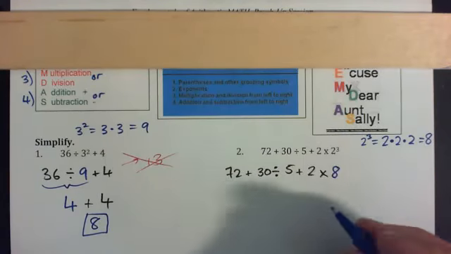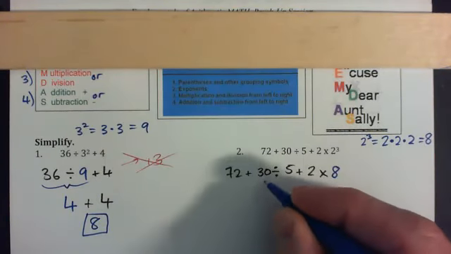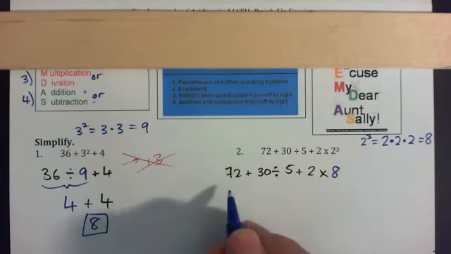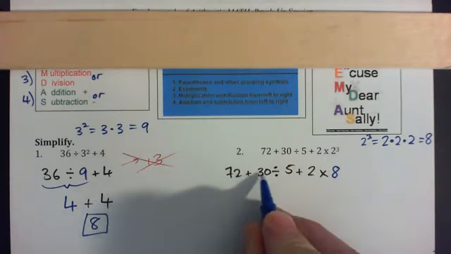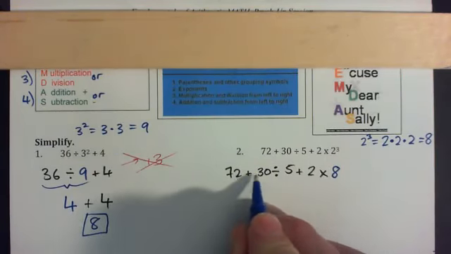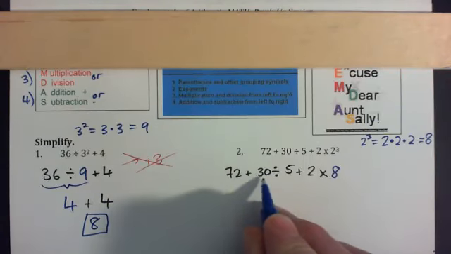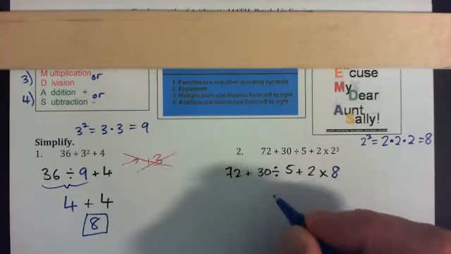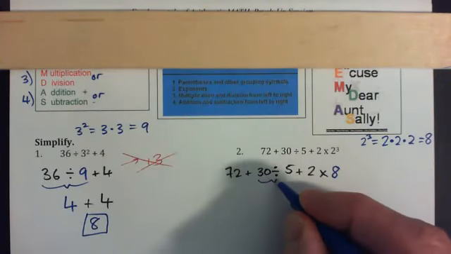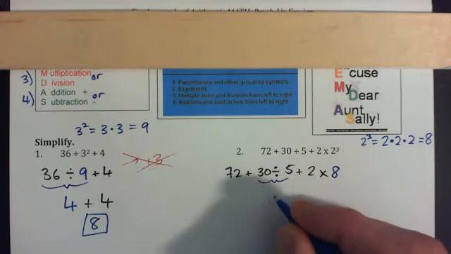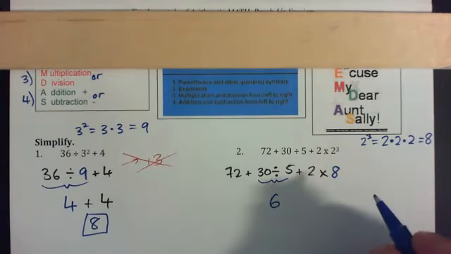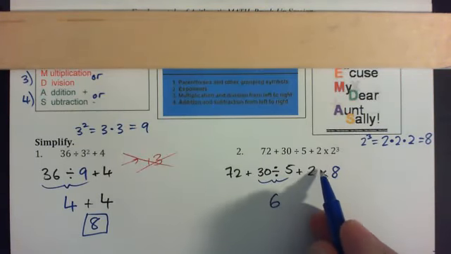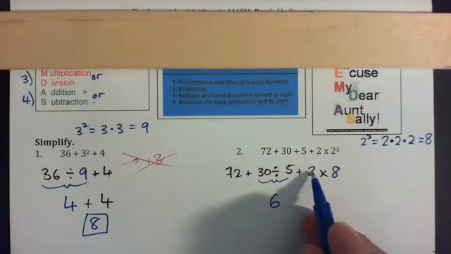Anyway, so 30 divided by 5. If we don't add 72 and 30 to get 102, that would be wrong. Okay, we do this division. What's 30 divided by 5? 30 divided by 5 is 6, right? And we don't add 5 and 2 to get 7. That would be wrong.